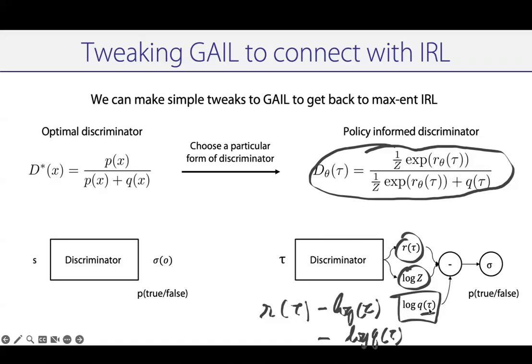Z is your partition function. If you remember, it is this integral over x of exp(R_theta). It's like the denominator of our log likelihood. So it's the same Z that we had from earlier.